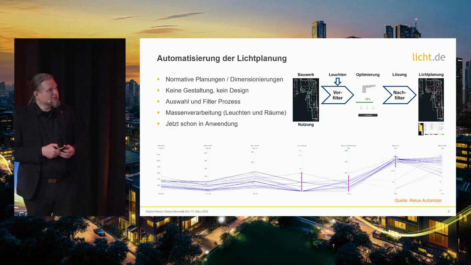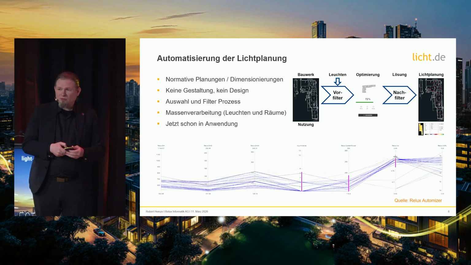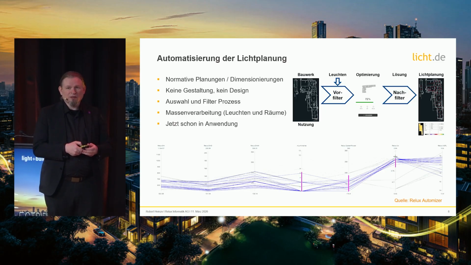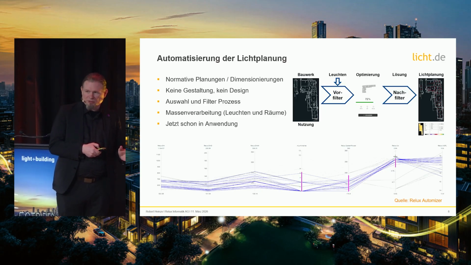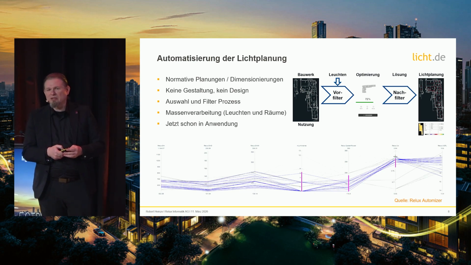Now let's talk about the actual subject of my presentation, which is automation of light planning. This, of course, only applies to normative planning. It only works room by room and based on a standard. It is not creative design. It's not about beautiful light. It's just the light which you need to fulfill the norm.